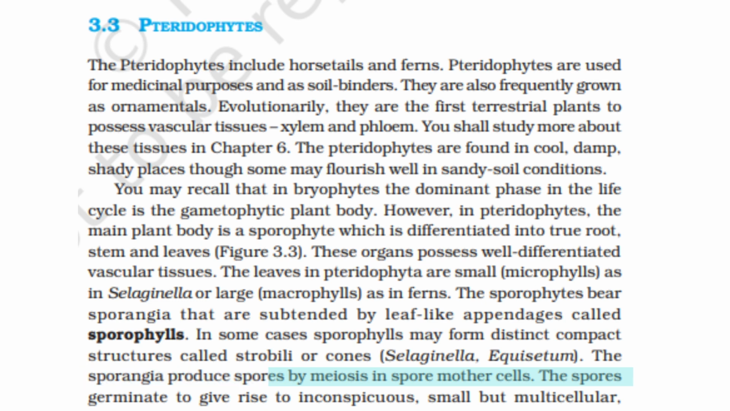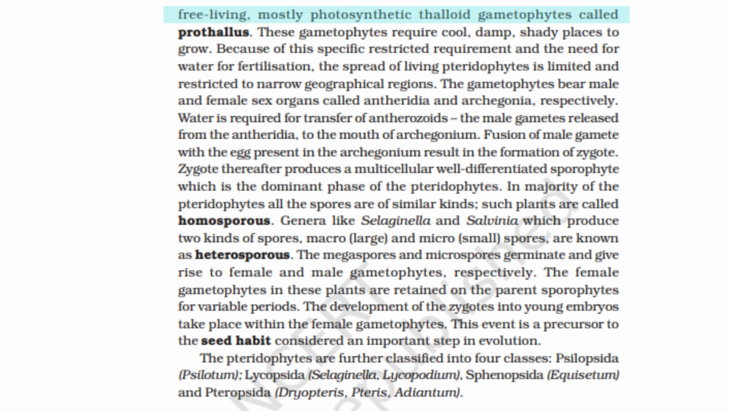These spores germinate to give rise to inconspicuous, small but multicellular, free-living, mostly photosynthetic, thalloid gametophytes called prothallus. These gametophytes require cool, damp, shady places to grow because of their specific restricted requirement and the need for water for fertilization. The spread of living pteridophytes is limited and restricted to narrow geographical regions.